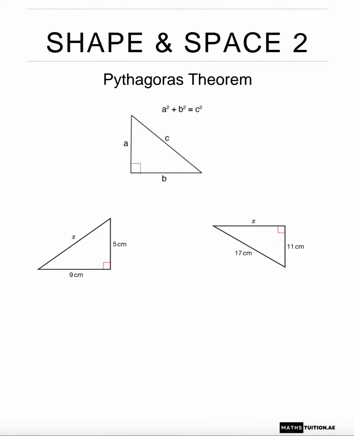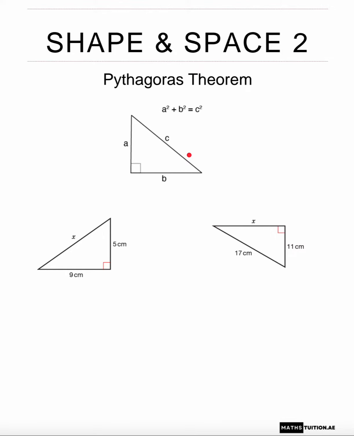Pythagoras Theorem is one of the most important and most commonly asked theorems and questions that we are going to see on the exam paper. Pythagoras Theorem relates specifically and only to right-angled triangles. When we have right-angled triangles and we have two of its lengths, we can always work out the third length using this formula: a squared plus b squared equals c squared.